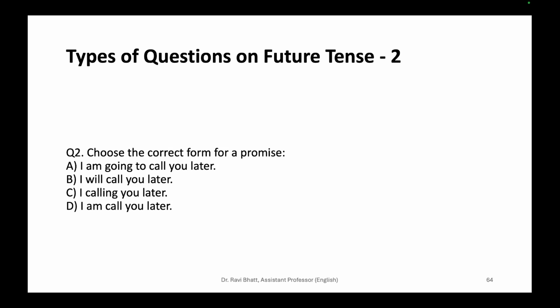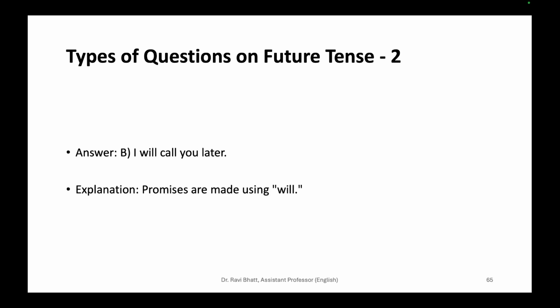Now, types of questions on future tenses 2. Next question. Choose the correct form for a promise. I'm going to call you later. I will call you later. I'm calling you later. I calling you later. And I am call you later. So I don't think it will be very tough to guess. Okay. Will. Now, promises generally are made using will. I will call you later.